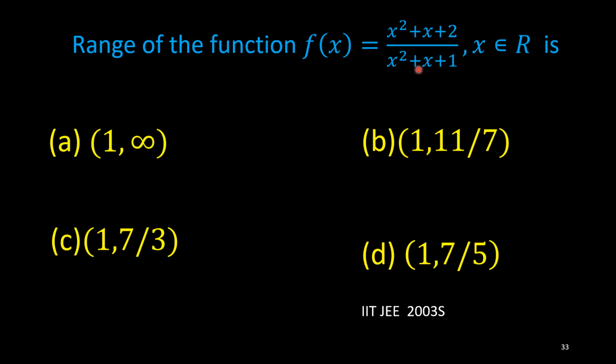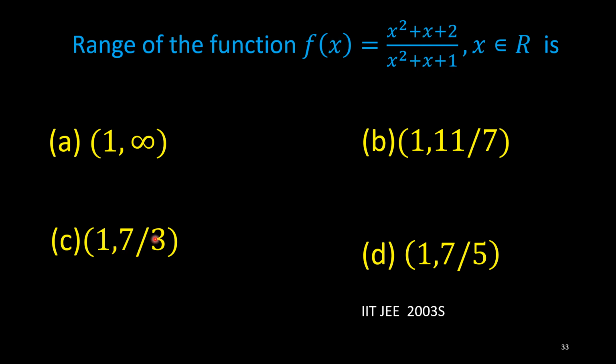But again, you can see this one. If I consider the value at x equal to 0, what is it? 0 plus 0 plus 2 over 0 plus 0 plus 1, so it is 2 by 1. So f of 0 is 2. So at least the maxima should be more than or equal to 2. It cannot be less than 2, because f of 0, we can easily see, is 2.